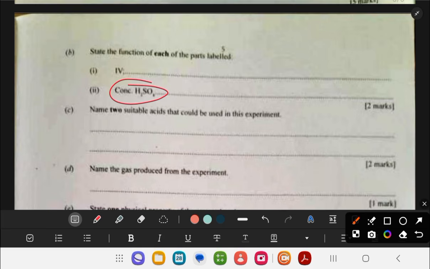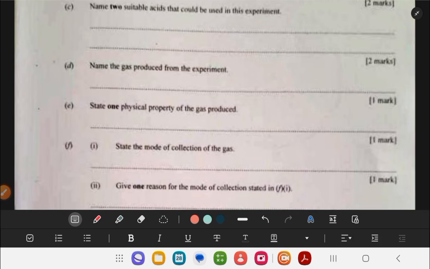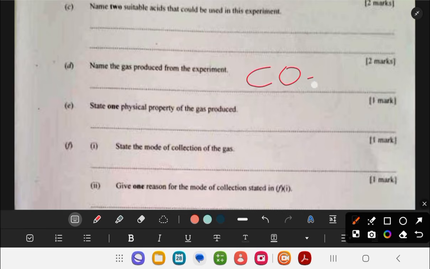Yes. So C says state two suitable acids that could be used in the experiment. Suitable acids that could be used in the experiment include nitric acid and phosphoric acid. Name the gas produced from the experiment. The gas produced from the experiment is CO2, carbon dioxide.